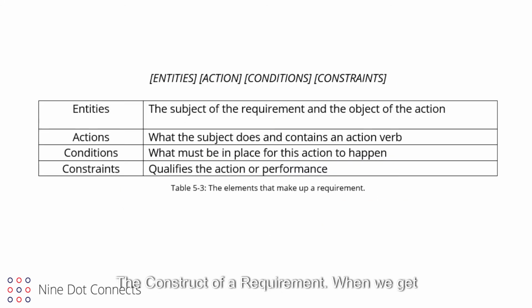5.9. The construct of a requirement. When we get into the lowest level of the requirement, the structure becomes apparent as entities, action, conditions, constraints. Here are the definitions of these elements that make up a requirement. Entities: the subject of the requirement, and the object of the action. Actions: what the subject does, and contains an action verb. Conditions: what must be in place for this action to happen. Constraints: qualifies the action or performance.